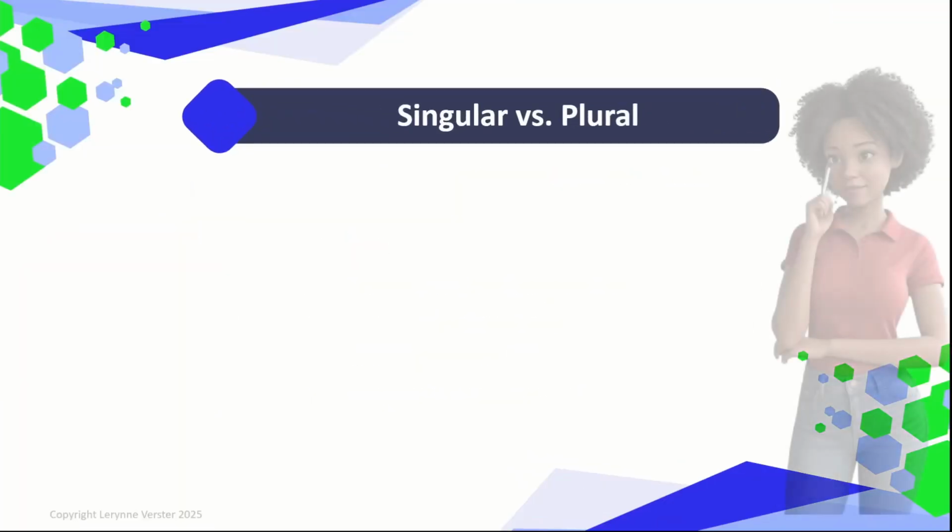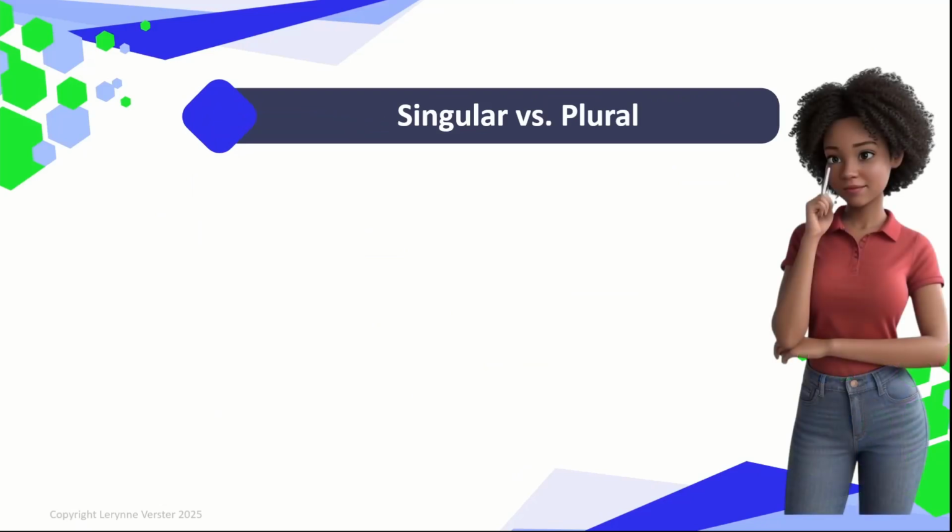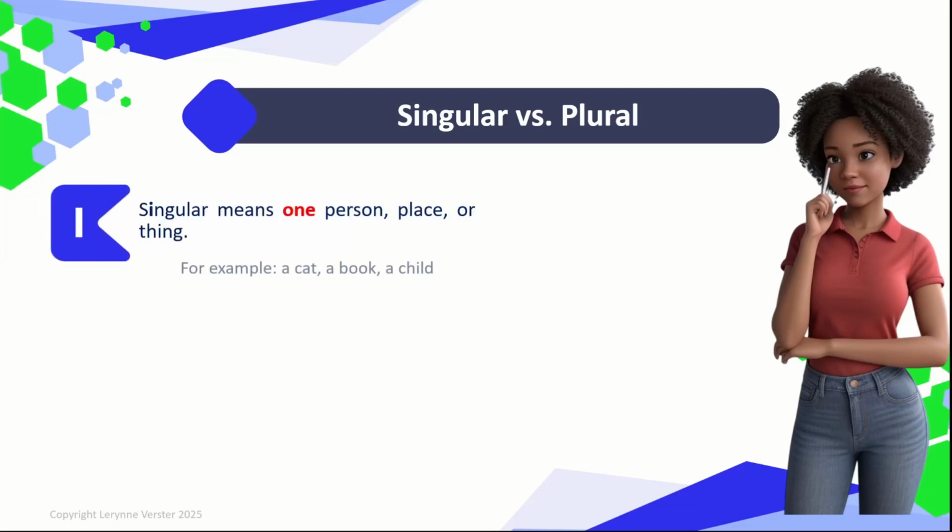Singular versus plural. What does singular mean? And what does plural mean? Singular means one person, place, or thing. Look at the word singular. Can you see the number 1 hiding in the letter I? For example, a cat, a book, a child.